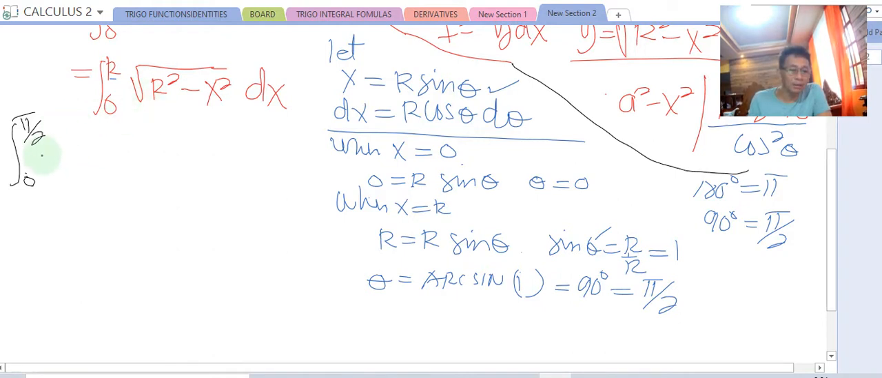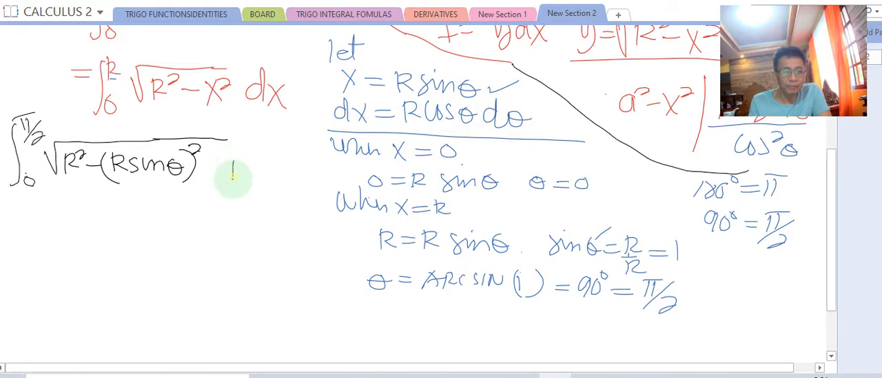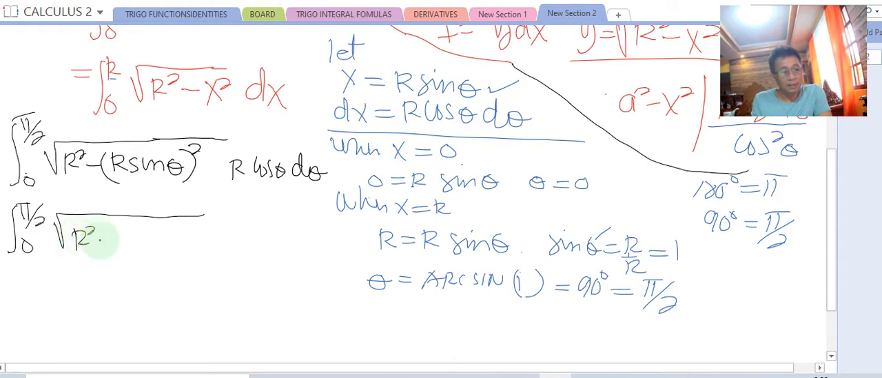So, copy lang natin, square root of r squared minus x squared. R, naka-square siya. Times, ano yung dx? Dx is r cosine of theta d theta. Okay, so we distribute the power to each term here. R squared, this is sine squared. So, slow motion lang natin para naman medyo hindi malito yung iba. So, r squared minus r squared sine squared theta. We have r here, cosine theta d theta.